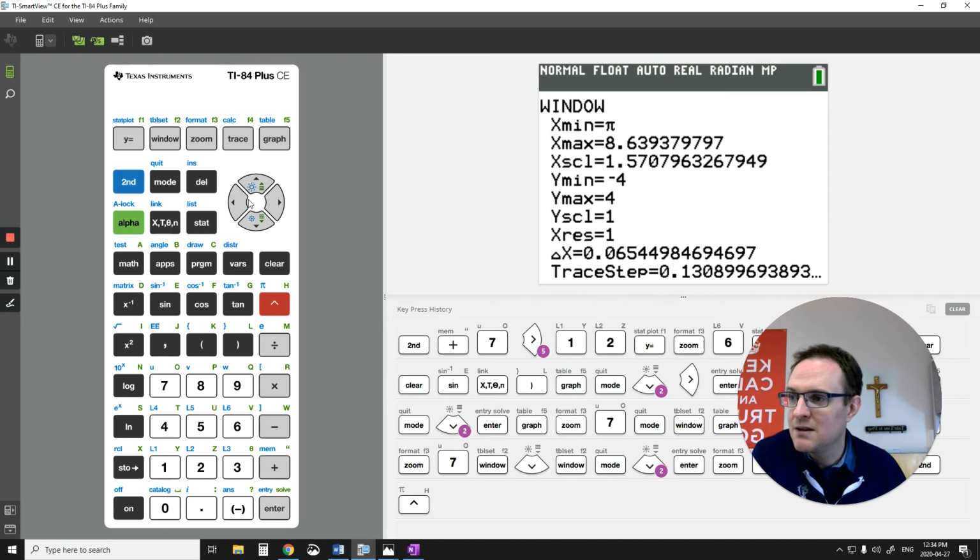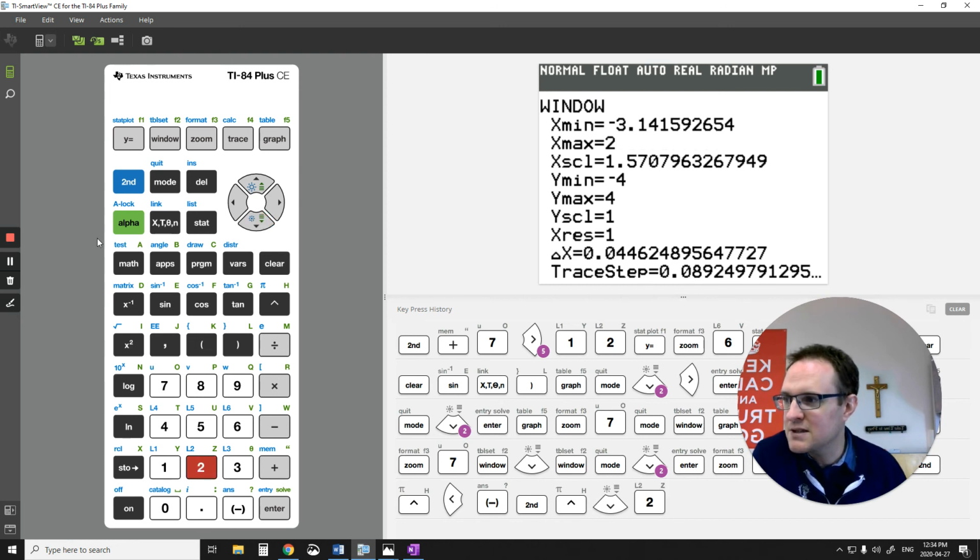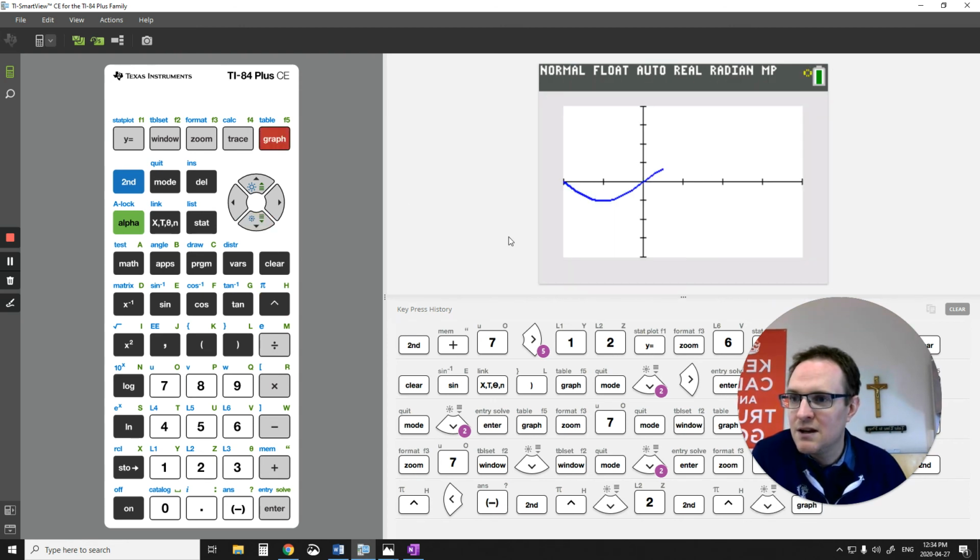So there's my min, right? Maybe I'll put negative pi because that's my minimum value. And then I want to go positive. You notice that I just changed the decimal here. Maybe I want to go to positive 2 pi. That's 360. And then I'll just change the decimal. And now we have negative pi to 3 pi. Cool.